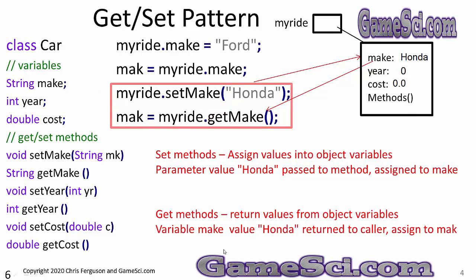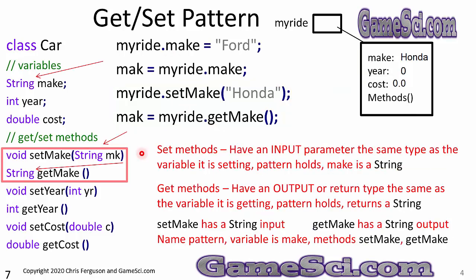Objects have variables and methods. And what I'm doing with this example is saying, hey, when you're ready to access the variables, do it this way. When you want to access the methods, do it this way. Set patterns. Again, this slide is all about the patterns, and I want you to recognize the patterns. Set methods have an input parameter the same type as the variable it is setting. The pattern is, make is a string. So if the variable make is of type string, the set method will have a string parameter, and that string parameter will be the new value I want assigned to the make variable.